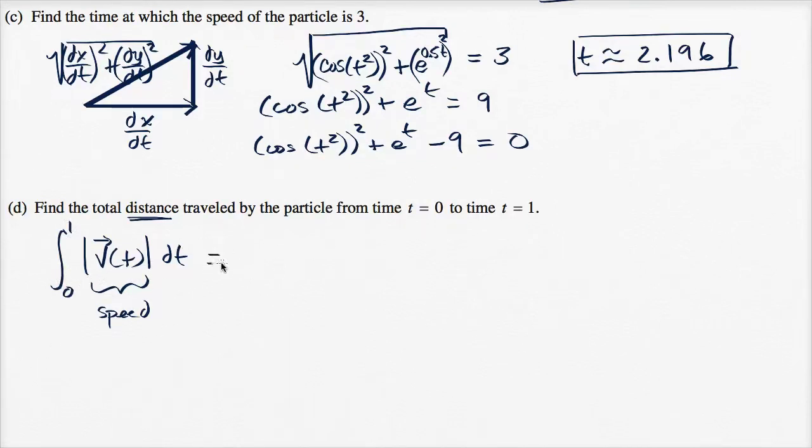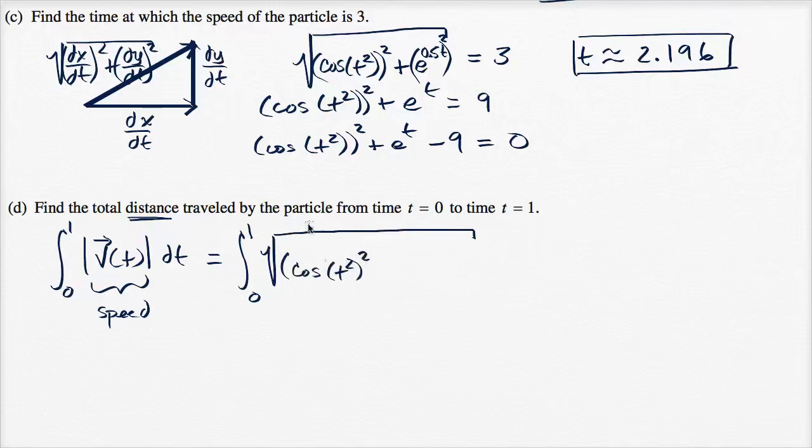Well, what is this going to be? Well, this is going to be equal to the integral from 0 to 1. In the last part of the problem, we already have an expression for our speed. Our speed, we saw, was this business right over here. So it's going to be equal to the square root of the x component of the velocity, cosine of t squared, squared, plus the y component of our velocity squared, the rate of change of y with respect to time squared.